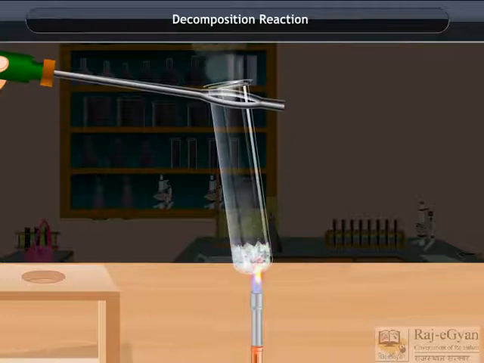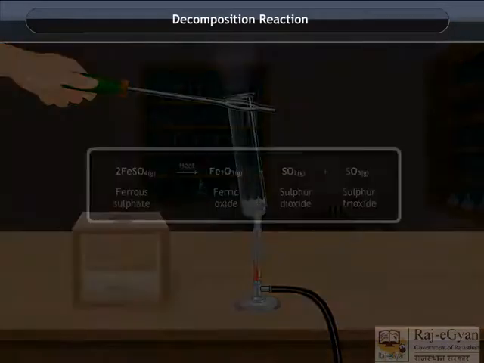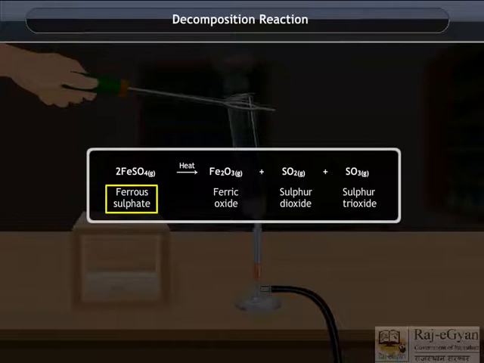It will be observed that the color of the crystals undergoes a change. Also, the characteristic smell of burning of sulfur is observed. Do you know why this happened? Green crystals of ferrous sulfate lose water on heating. Hence, a change in color is seen in the crystals.